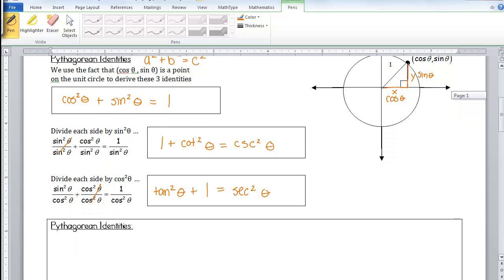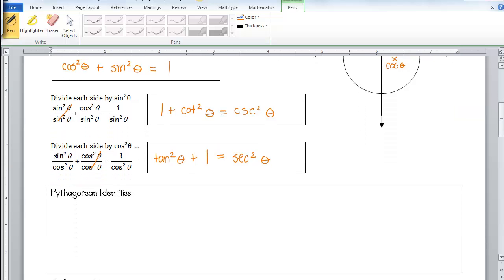From each of these 3 identities, you can actually get 2 more by manipulating the equation, essentially moving terms from one side of the equation to the other. So let's take cosine squared plus sine squared equal to 1. If I were to subtract sine squared from each side, it would give me another Pythagorean identity of cosine squared equals 1 minus sine squared.